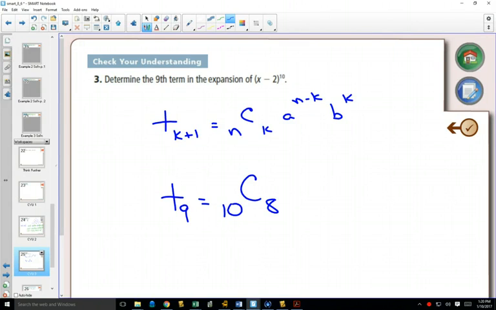Your a value is whatever your first term is. So that'll be x, and you'll have n minus k, so 10 minus 8. Your b value, and since it's negative, I'll put it in brackets, is always your second value. And it's going to be the power 8. So now that you've got your formula, what you'll do as your second step is just evaluate each of these things separately. So 10 choose 8, mental math.